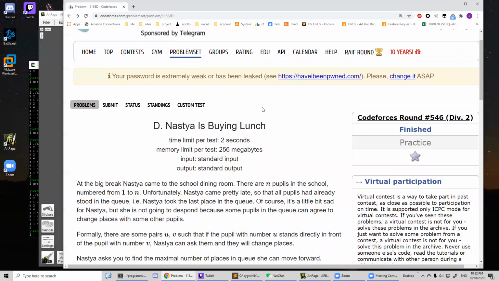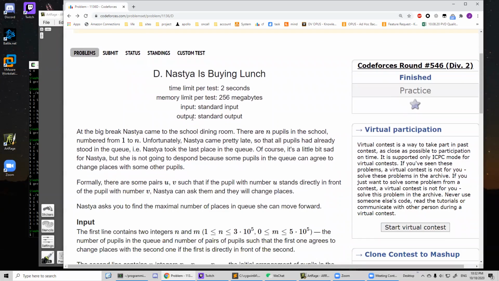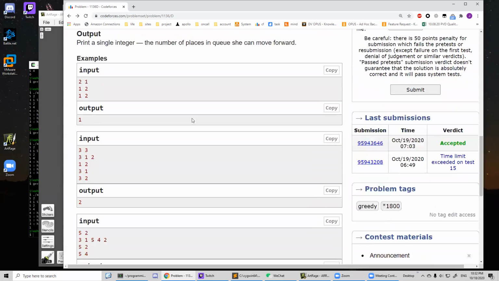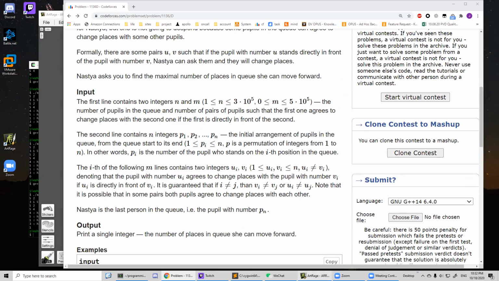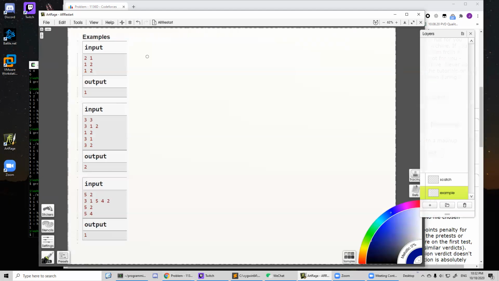Hey guys, let's discuss this problem. So it's also a 1800, and we are going to start with the examples here.